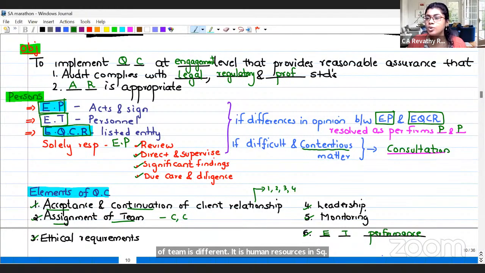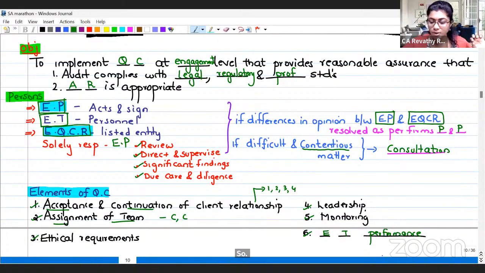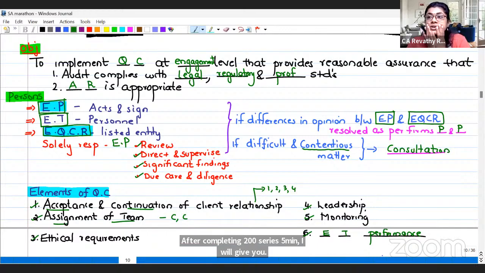So guys, how's things going? It's been 35 minutes. We have finished 4 standards, including SQC. Put a smiley, no? Smile please, smile. Okay. So, yes. Again, take rest. After completing the 200 series, I will give you 5 minutes rest. Okay. The target is 19 to 20 standards in 3 hours. Let's see.